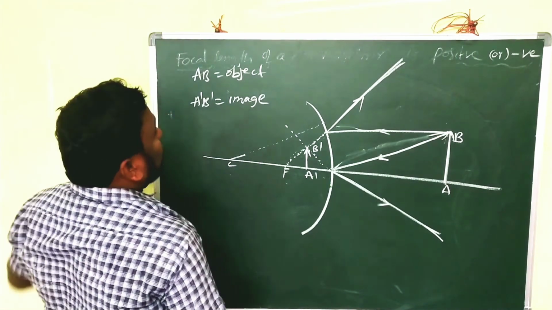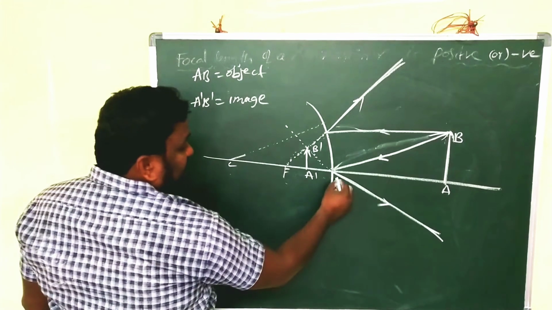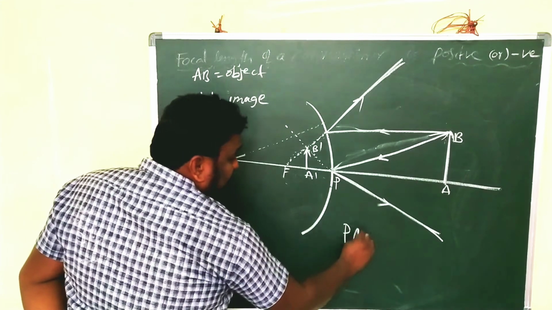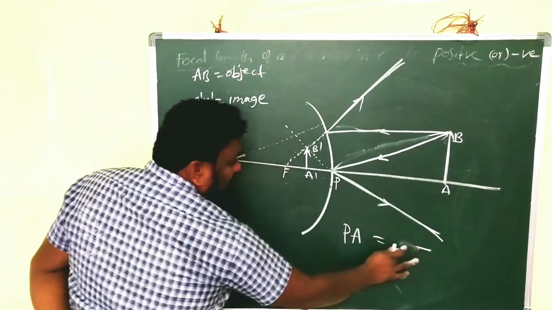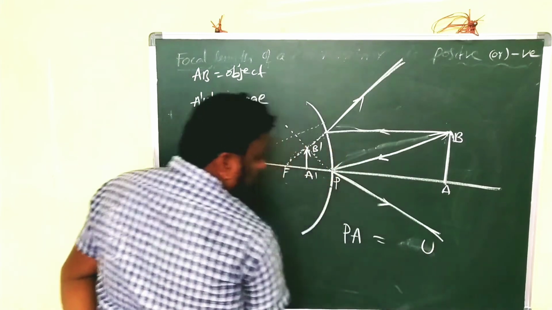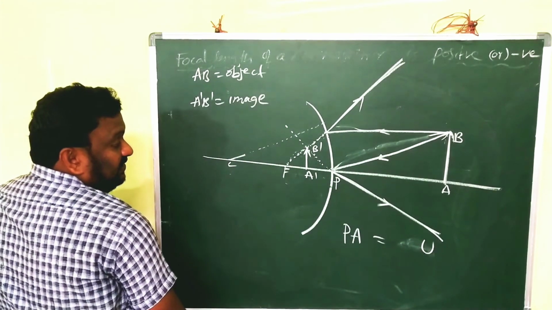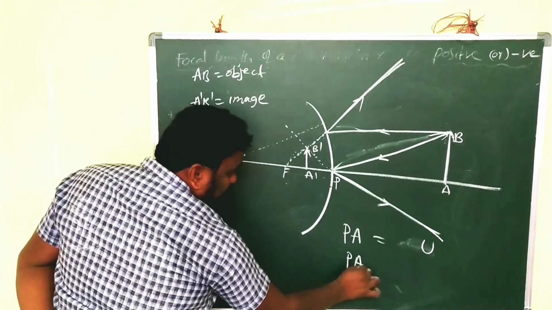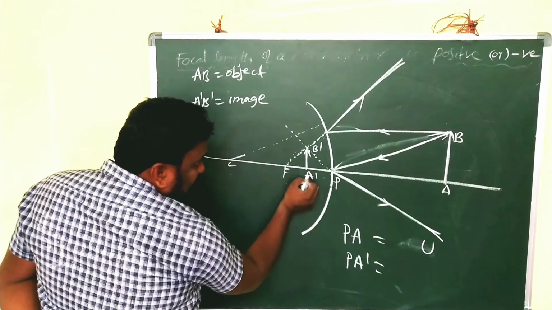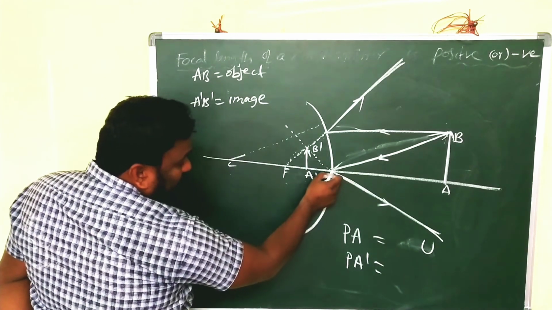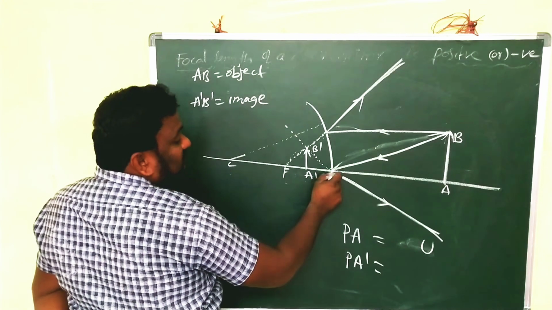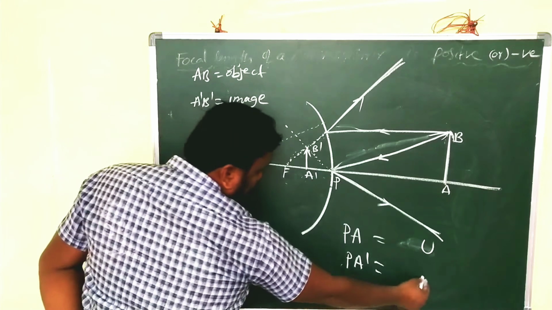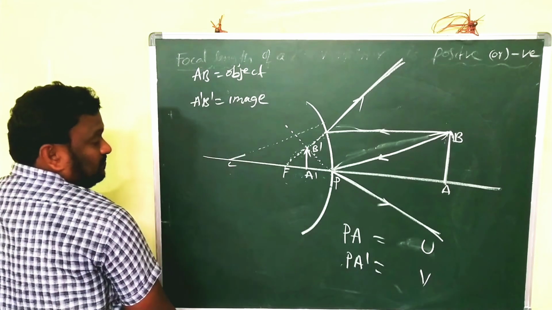So from this, what is the object distance here? P is the pole. PA is the object distance, so I am going to write that as u. And what is the image distance here? A dash B dash is the image and P is the pole. What do we call the image distance? The distance from the pole to the image. That's why PA dash is the image distance, that is v.